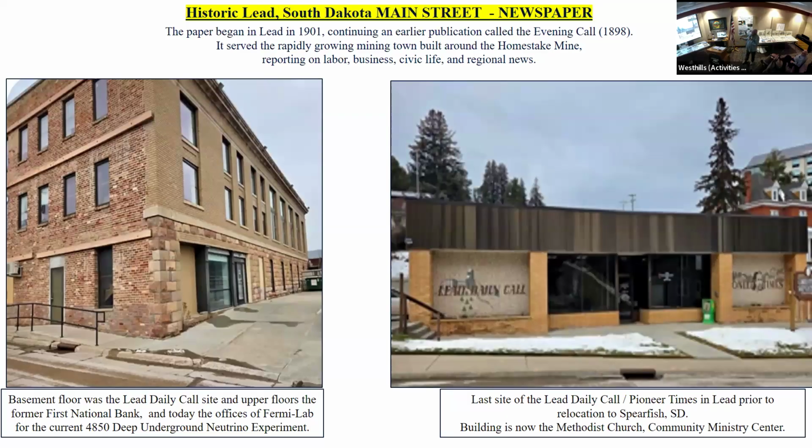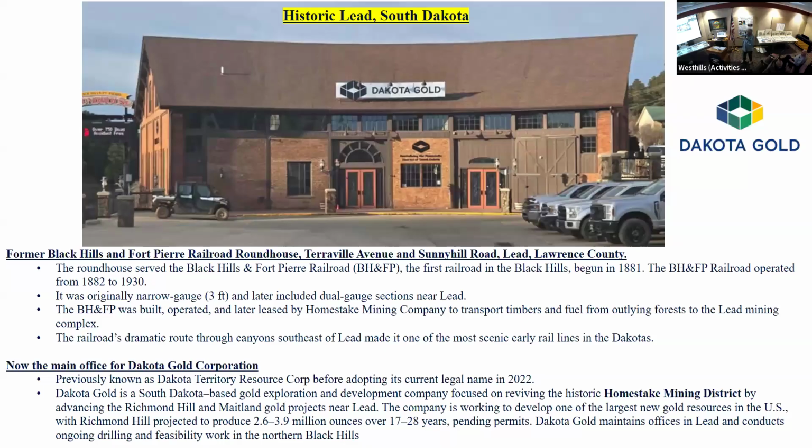Again, the basement of the First National Bank, where Bruce was a typesetter. And they moved from there up by the Methodist Church and built this building. You can see Lead Daily Call, Deadwood Pioneer Times. They had two newspapers, and they printed them in Lead until they moved out. The Methodist Church took this property over, and it's now the Christian Ministry Center.